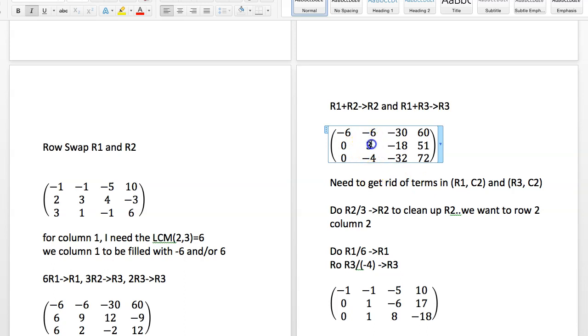I want the 3 to survive, it would be bad for that to be 0. But I do want -6 to become 0, and I want the -4 term to eventually become 0. Obviously they're not 0 yet. Okay, so what about it?